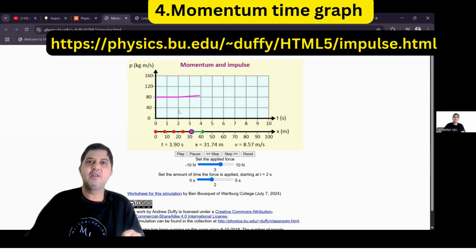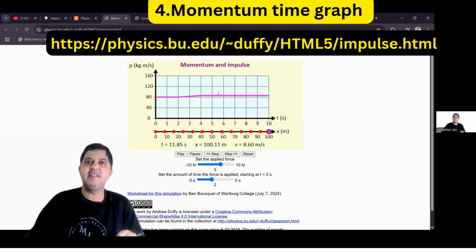So what do you observe? When it crosses the 2 seconds, the momentum keeps on rising over here. So why does this rise? What is exactly happening over here? What is the initial momentum? 80. What is the final momentum? When you apply a force of 3 Newton for a time interval of 2 seconds, the impulse is 3 into 2, which is 6 over here. The total momentum now becomes 86. So from the fourth second, you observe the total momentum is going to be 86 Newton second.